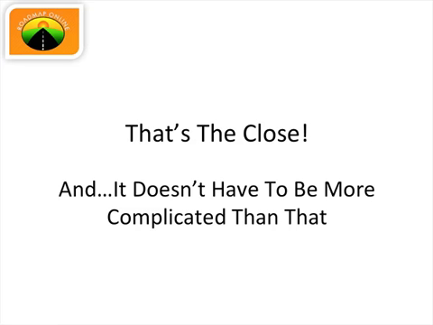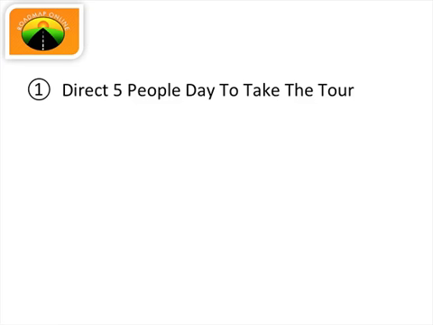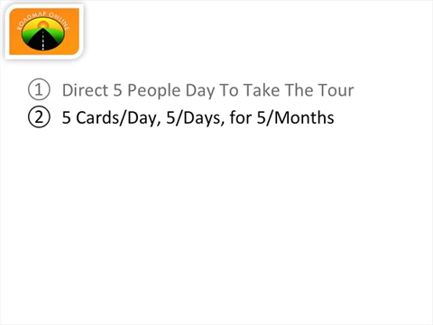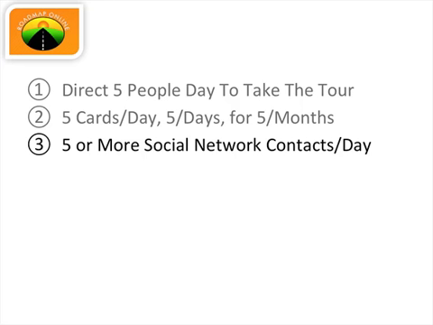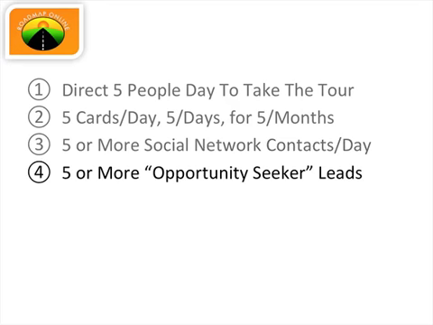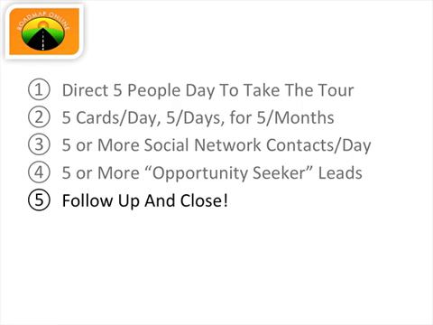Here's what's important. Take this training as many times as you want until you have these 5 steps down. Take action. One way to take action is to hand out 5 internet marketing cards a day, 5 days a week for the next 5 months, and watch it change your life. Put 5 people a day in the system to take a tour 5 days a week for the next 5 months, and watch your business grow tremendously. Prospects could come from your contact list, your social network list, opportunity seeker leads, an ad on Craigslist. Just put people in the system, follow up and close.